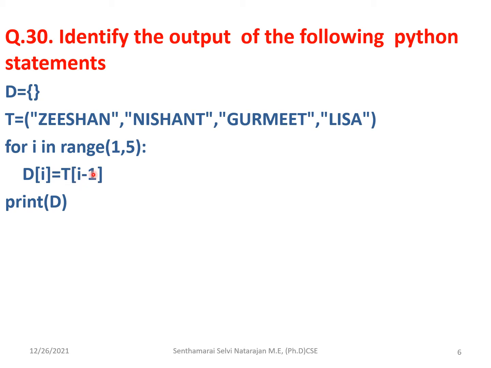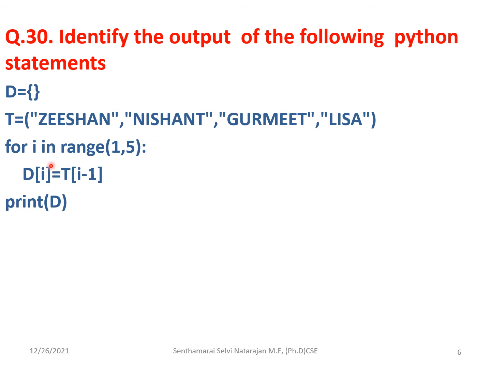So t of 0 has the value Jishan, and here it is d of 0. So at the 0th index the value Jishan will be placed. And again moving to the next value, the index will be 2 minus 1, which is 1. So the first index is Nishant, and it will be assigned to the first index of the dictionary. Next, the second index is assigned to the dictionary.